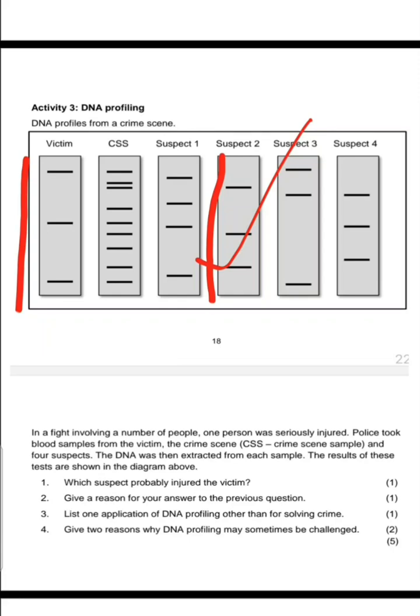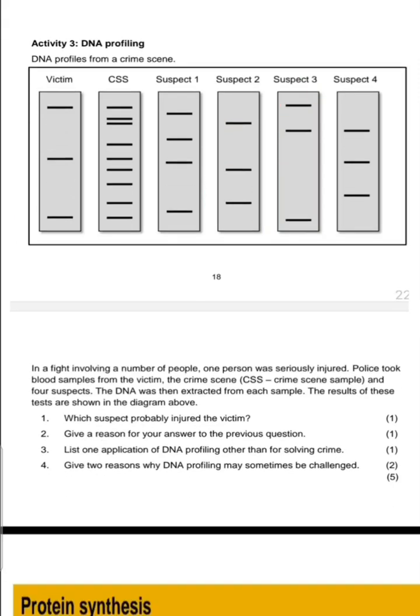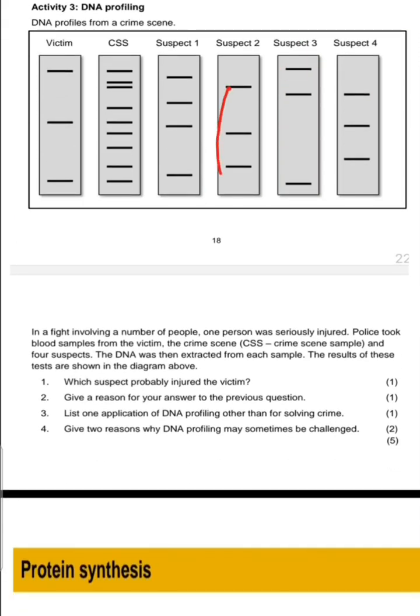Then give a reason for the answer. You can say that the traces on the victim and the traces on suspect 2 are the same or they match. Then list one application of DNA profiling other than solving crime, identifying paternity, maternity, relatives, then genetic disorders. So yeah, that's it. Then give 2 reasons why DNA profiling may sometimes be challenged. They are interpreted by humans, so they make differences, and they are done differently in every other laboratory, so it might cause inconsistency. You can say that.